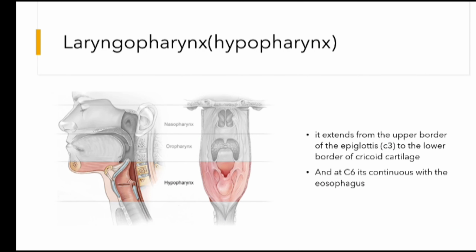Coming on to the laryngopharynx, which is also called hypopharynx. It extends from the upper border of the epiglottis at the level of C3 to the lower border of the cricoid cartilage, and at C6 it's continuous with the esophagus.